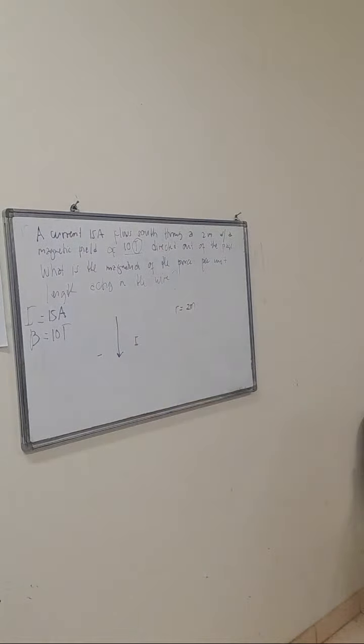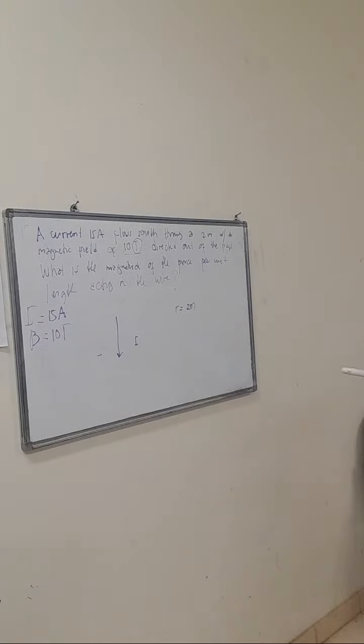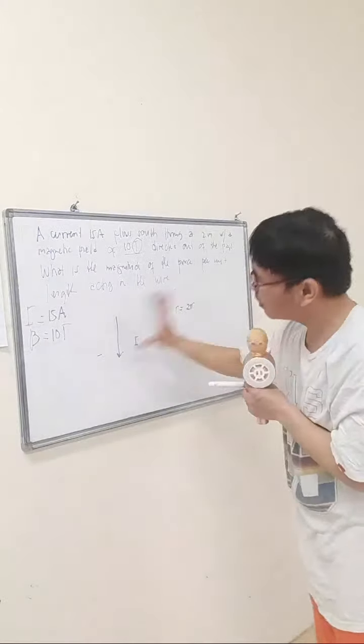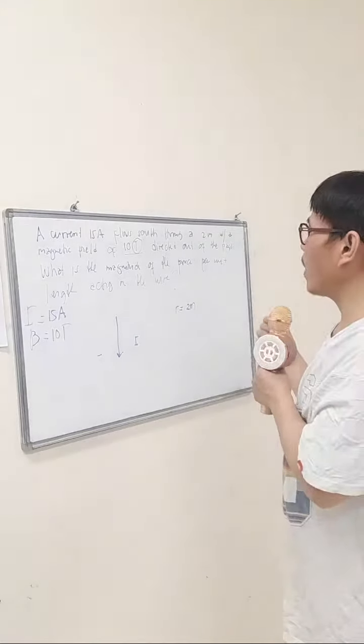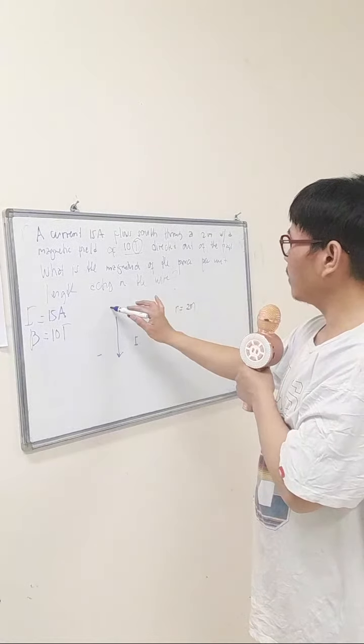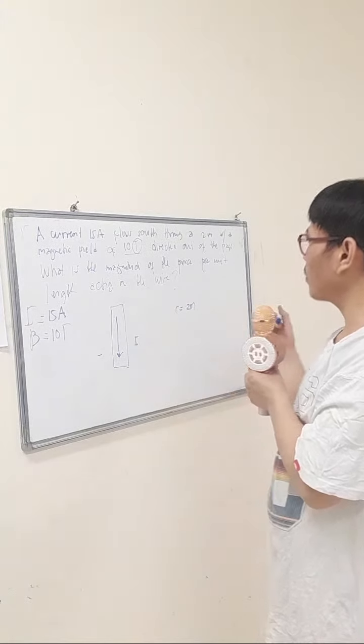Directed out of the page. Out, guys, meaning to say it will be going away from the page, not going into the page. This is the page here, the surface, and the wire. So I will put the wire here. Okay, wire. Let's cut the wire for the purpose of calculation.